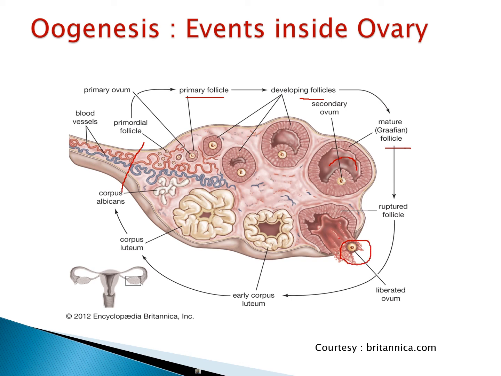This is not an ovum, this is the secondary oocyte. This secondary oocyte will complete its second meiotic division at the time of fertilization. Once the secondary oocyte is released, the leftover part is called the corpus luteum. This corpus luteum releases certain hormones which help in the maintenance of a pregnancy. So these are the events which take place inside the ovary.